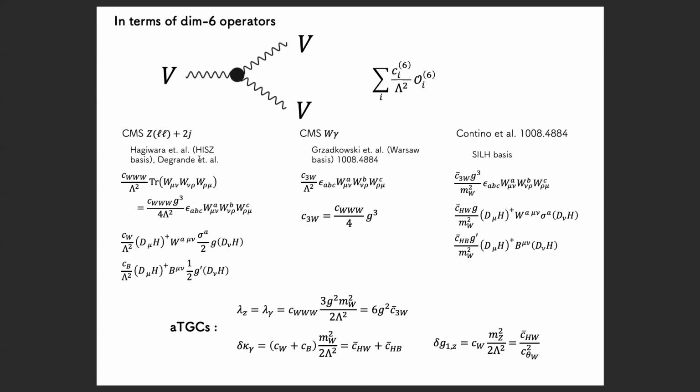And yeah, so for example, lambda z and lambda gamma in terms of this operator is given by here, and if you use this notation, then it is given by like this. And kappa gamma is given by the sum of these two operators. But in this notation, actually, it has a different name. It goes like this one. And delta 1z is given by this guy, okay? Or the same guy with different normalization.